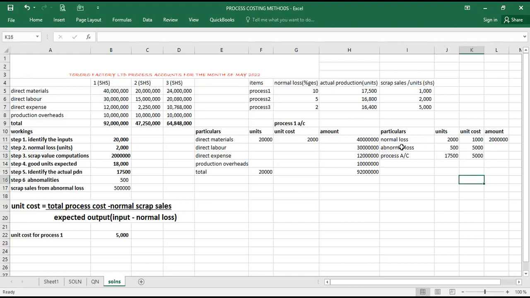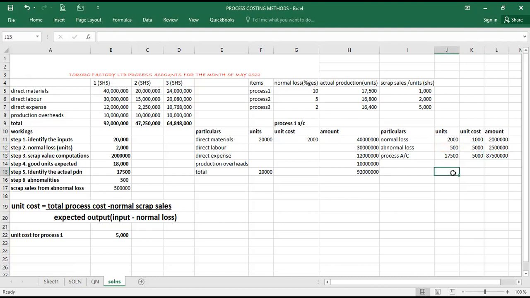We are valuing it at 5,000. The reason why we are valuing these abnormal losses on the same cost is because we did not account for them. They just happened, but we did not expect them to happen. We expect that they are supposed to go through the whole of the 18,000. So we value it at the good units cost. So it will be equal to this, we multiply by this, and it will give us that. Then it will be this, we multiply it by this, then we'll be getting that.